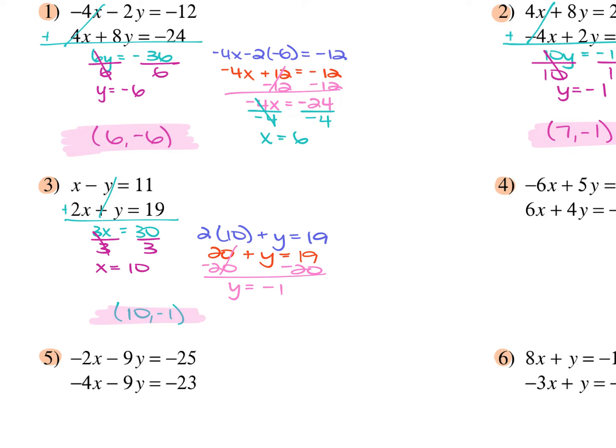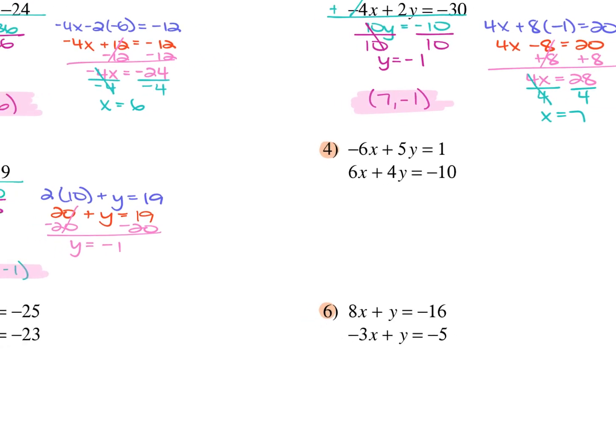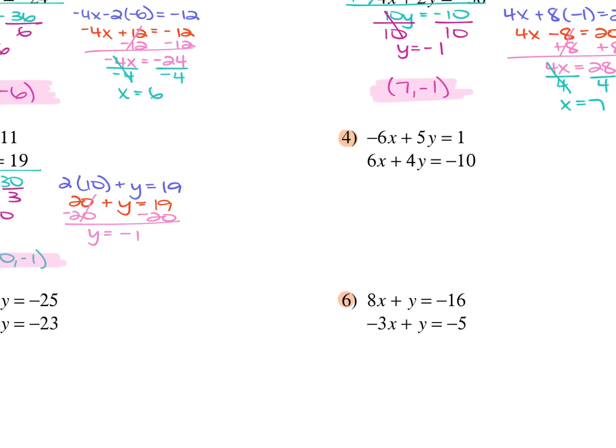For number 4, you have negative 6x plus 5y is equal to 1, as well as 6x plus 4y is equal to negative 10.